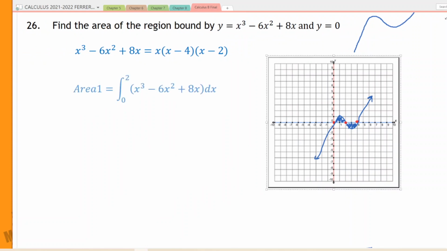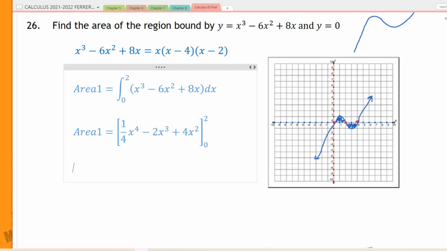So area 1 is going to be the integral from 0 to 2 of x cubed minus 6x squared plus 8x. So we're going to go with our antiderivatives first. Antiderivative of x cubed is 1/4 x to the 4th power. Antiderivative of 6x squared is 2x cubed, and then the antiderivative of 8x is 4x squared.